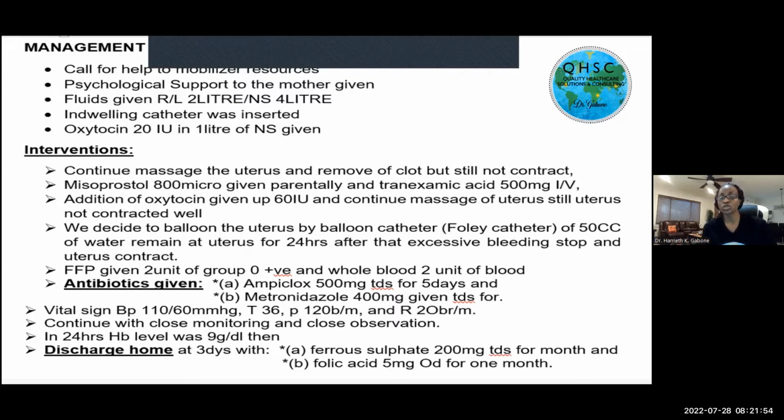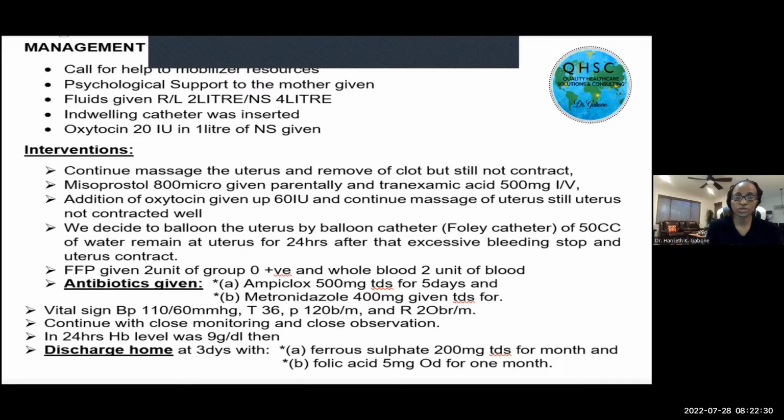So those interventions continue, and the massage of the uterus continues, but the blood clots were still there. The uterus was not contracting. So the Cytotec, the misoprostol, was given 800 micrograms by mouth, and then the TXA 500 was given IV. And then additional oxytocin was given up to 60 units, and continue massaging the uterus. I know there is a protocol specific, at least for the US, on how much Pitocin you can give, for how long, and why, because sometimes if you give them too much, it might be excessive.